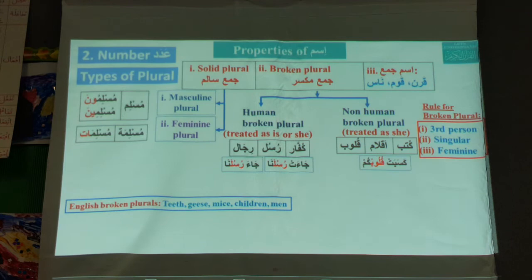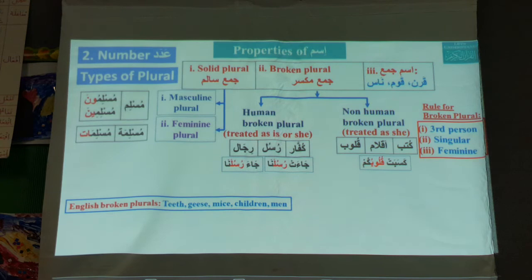Clear? Everything clear. So there are three kinds of plurals. One is solid plural, the other is broken plural, and the third one is collective plural, or ism jama. Solid plural indication is una, ina at the end. If it is feminine, it is atun at the end. And if it is a broken plural, there is no set pattern. We have to remember those ones.